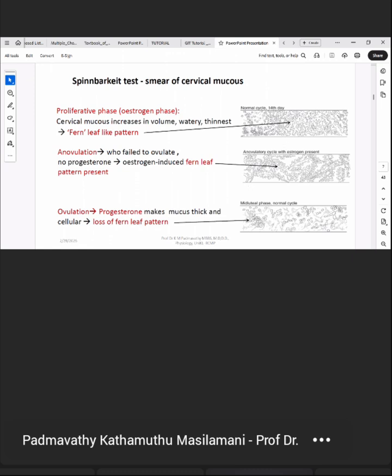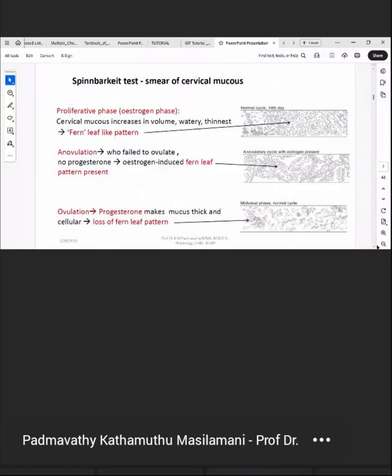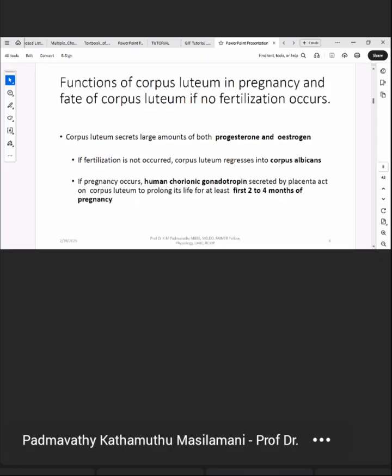Before the ovulation, there is a fern leaf pattern, that is a positive spinnbarkeit test. But after the ovulation, there is loss of the fern leaf pattern. The mucus becomes very thick, and it is more cellular because of the effect of progesterone. So this is one of the important tests for ovulation, the spinnbarkeit test. You have to know the spelling. So loss of fern leaf pattern, and more cellular, thicker cervical mucus cause a negative spinnbarkeit test because of the effect of progesterone.